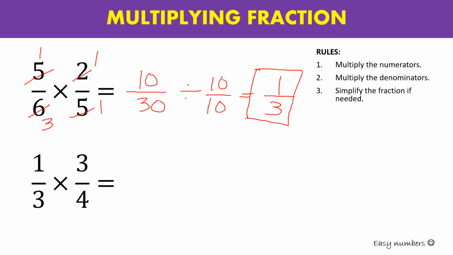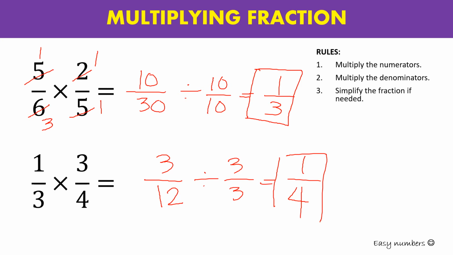Okay? Next, 1 times 3 is 3 over 3 times 4 is 12. Okay, and then you divide both the numerator and denominator by 3. Now, you're going to have 1/4. Okay? So, pwede rin namang 3 divided by 3 is 1. 3 divided by 3 is 1. Kasi kung mapapansin nyo, parehas 3. So, meaning, para silang divisible by 3. So, 1 times 1 is 1. 1 times 4 is 4.